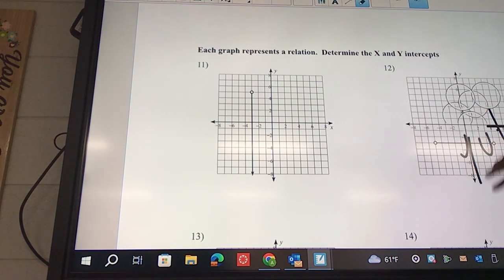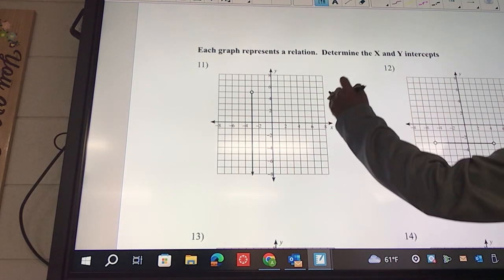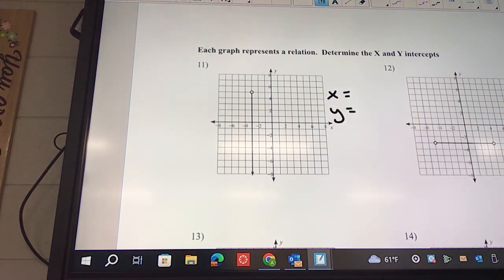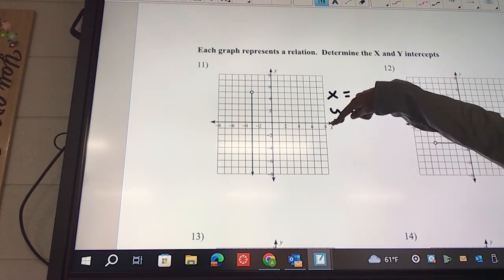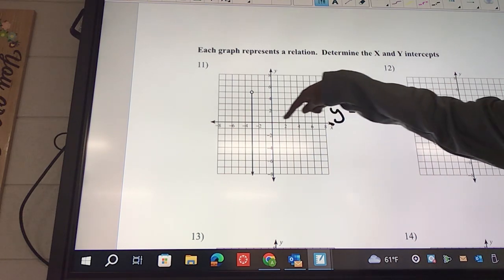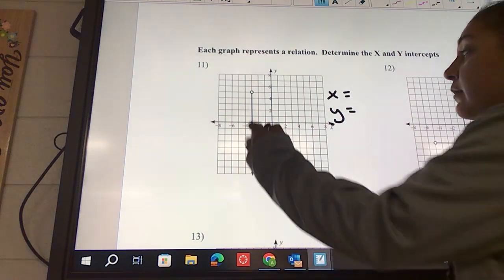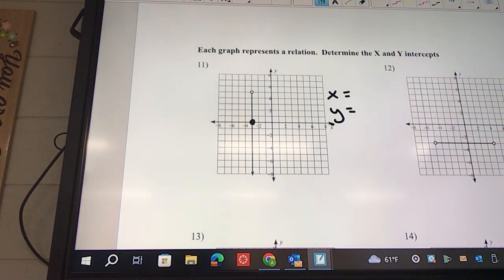Over here, just write x equals and y equals. Starting with the x-intercept, this is my x line, and you can just follow it over and see where does it touch the graph, or does it touch the graph? And it does, and what is this right here? This is at what? -3.